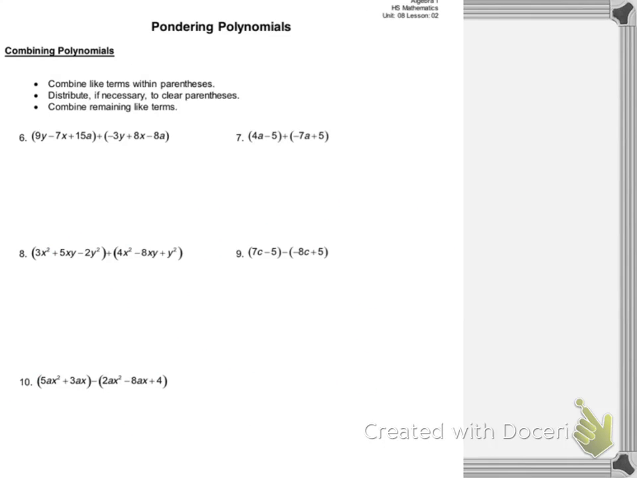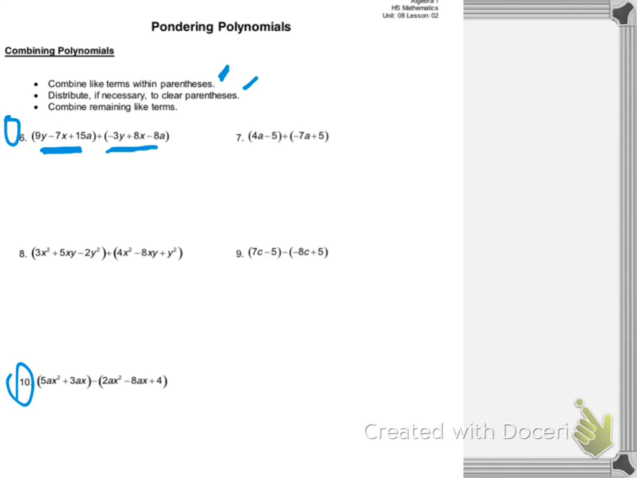Okay, now we're going to look at combining like terms. So we're going to look at 2 of these. We're going to look at an addition and then a subtraction one. So with addition, remember, when you're combining polynomials, you have to combine like terms within the parentheses. So we're going to combine like terms within the parentheses. So right here, if we look at the first set of parentheses, are there any like terms? No, so we don't have to do anything. Right here, are there any like terms? No, so we don't have to do anything there.